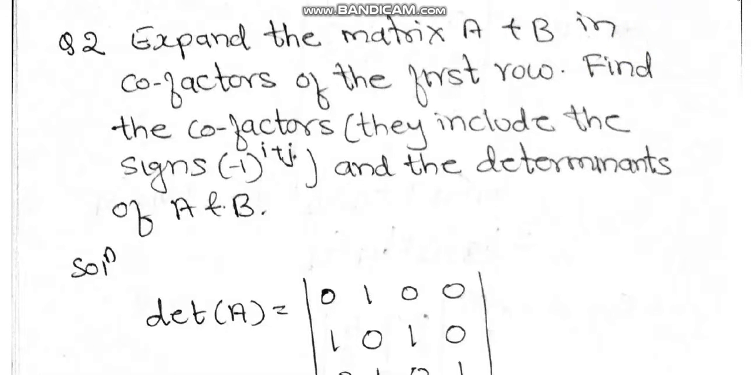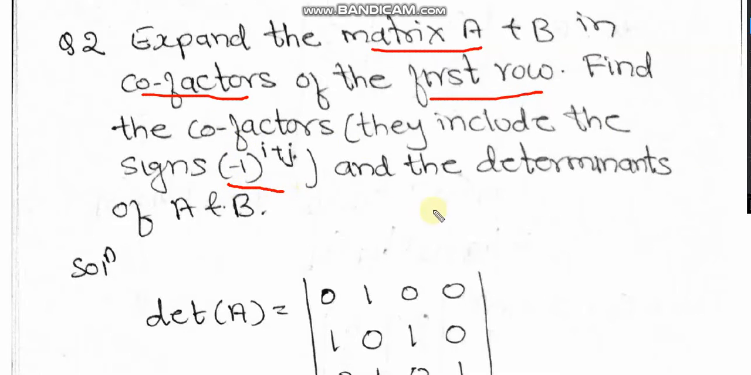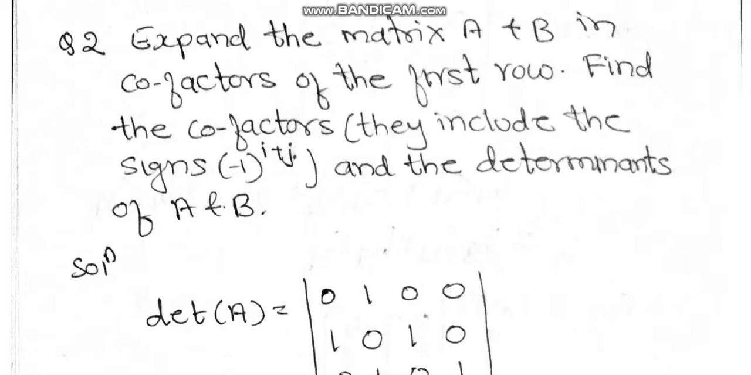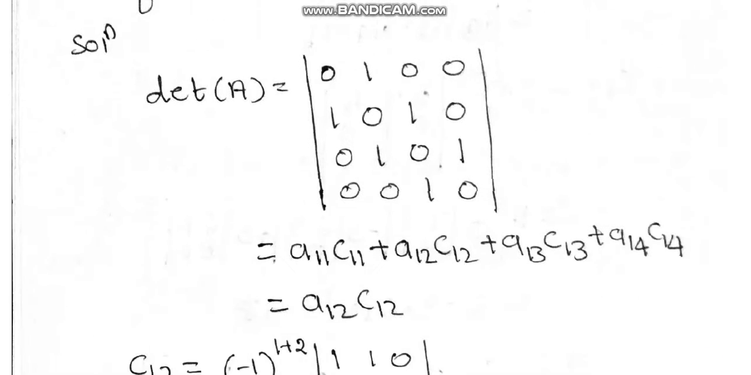So what is the question asked? You have to expand matrices A and B in terms of cofactors of the first row, and find the cofactors, which include (-1) raised to i plus j, and also find the determinants of A and B. So you have been given the matrix A. So find the determinant of A.